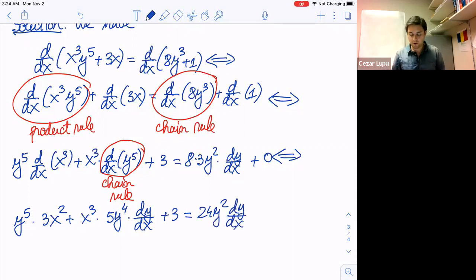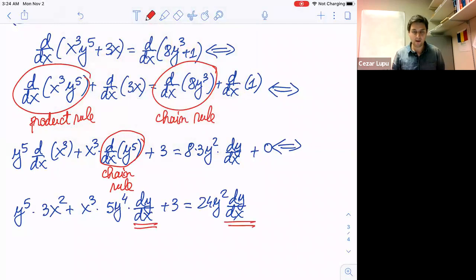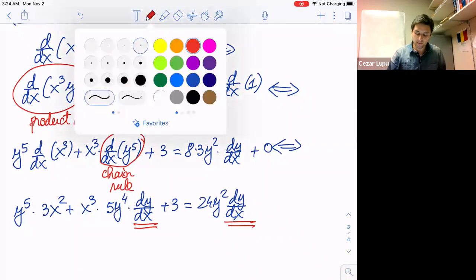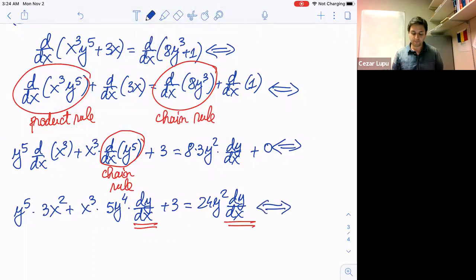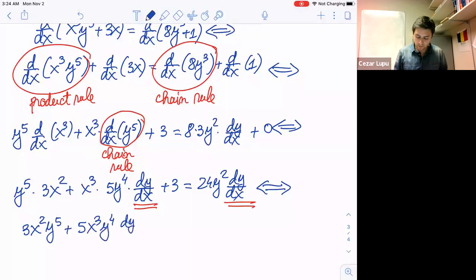And now we will look for terms that are similar with dy over dx, so we can factor them out. Look at this term here and this term here. So now we will have the following. Let's clean the terms: 3x squared y to the fifth plus 5x cubed y to the fourth times dy over dx, plus 3, equals 24y squared dy over dx.